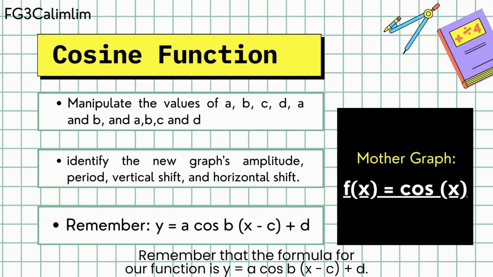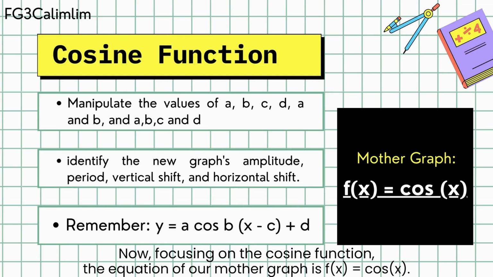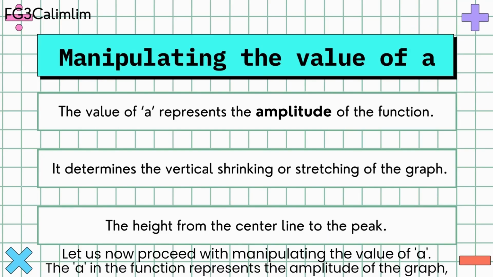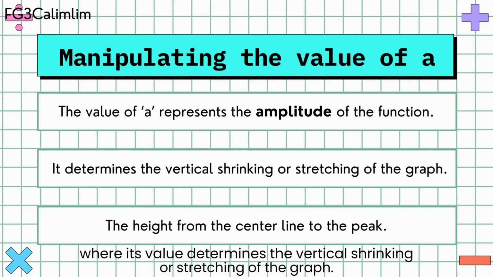Remember that the formula for our function is y equals a cosine b times the quantity x minus c, plus d. Now, focusing on the cosine function, the equation of our mother graph is f of x equals cosine x. Let us now proceed with manipulating the value of a. The a in the function represents the amplitude of the graph, where its value determines the vertical shrinking or stretching of the graph.